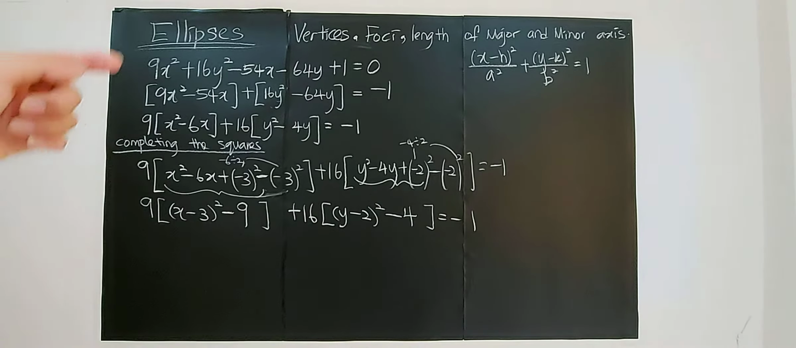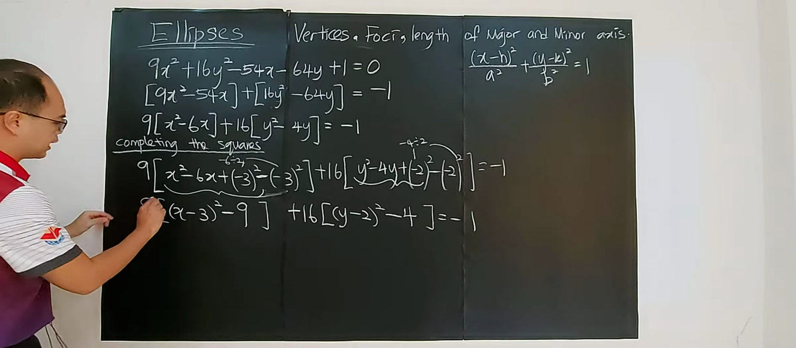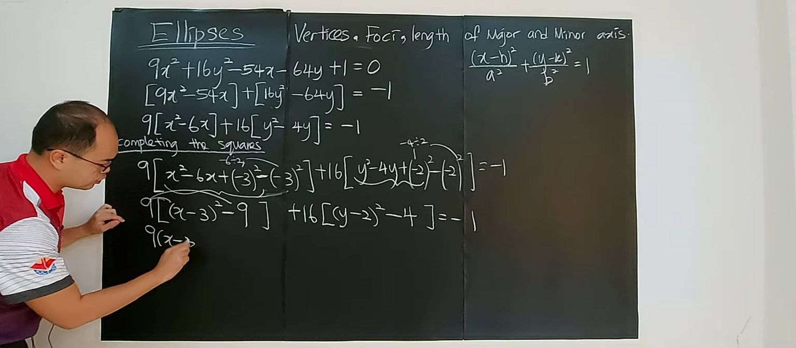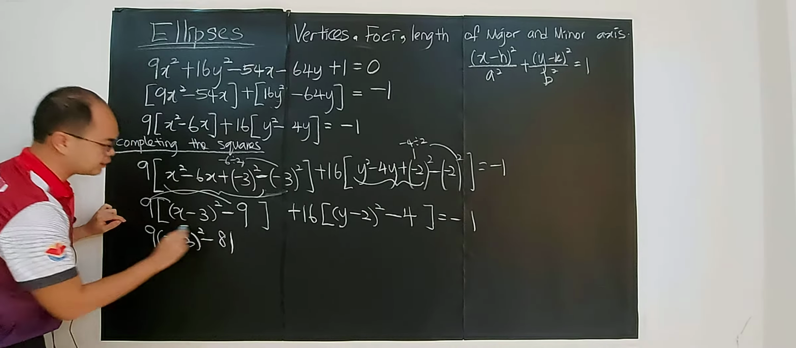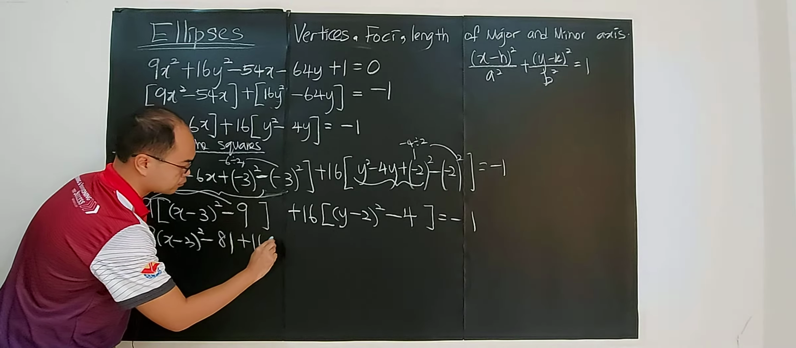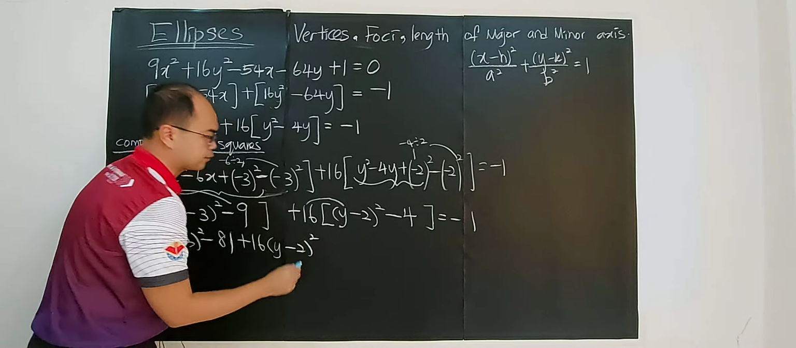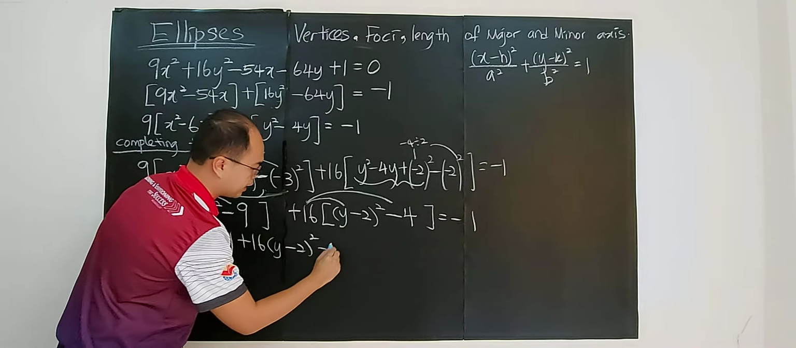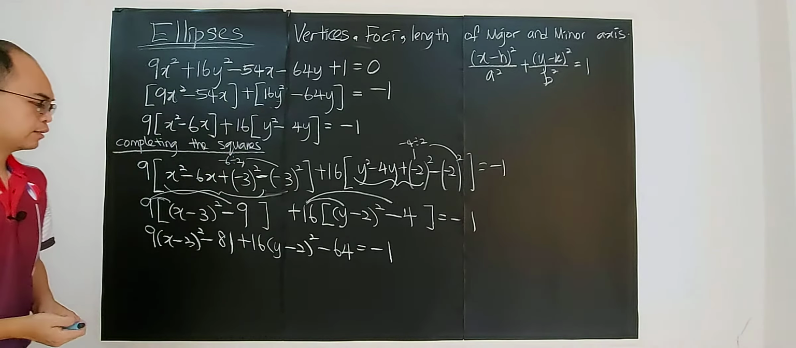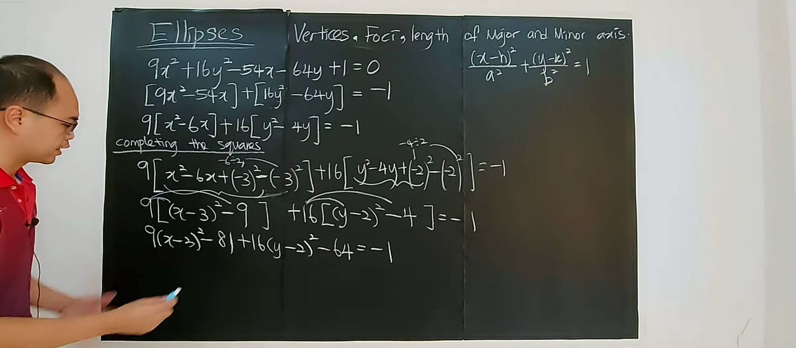So the next thing we should do is multiply the 9 and expand. I am actually expanding back into the bracket. So 9(x minus 3) squared minus 81, plus 16(y minus 2) squared minus 64 equates to negative 1, right? So now I'm getting nearer to the standard form, right?